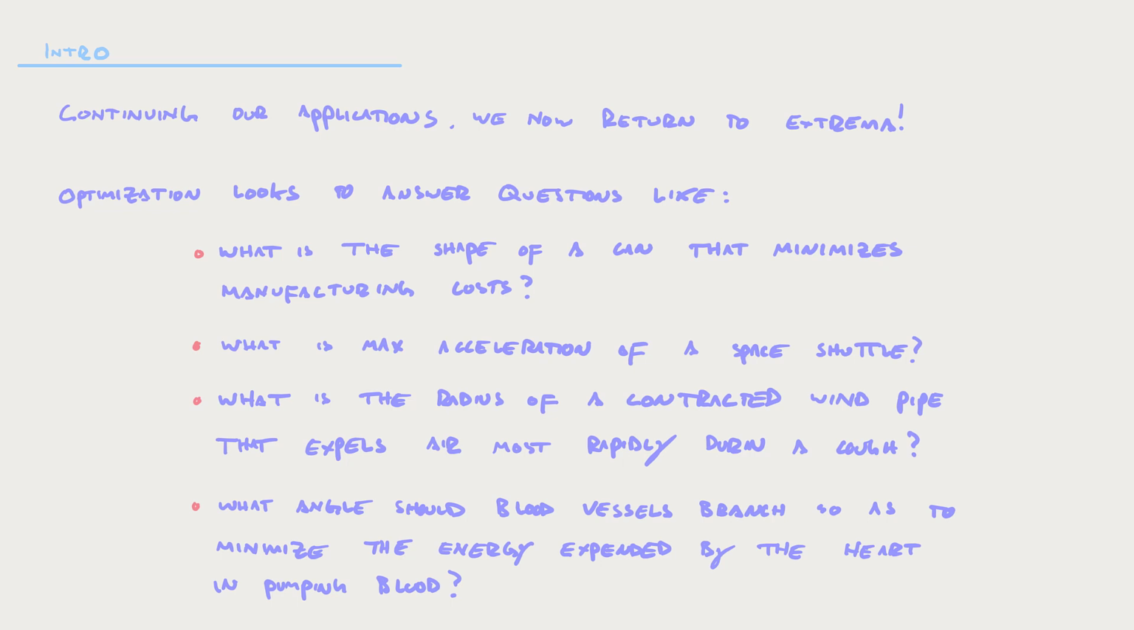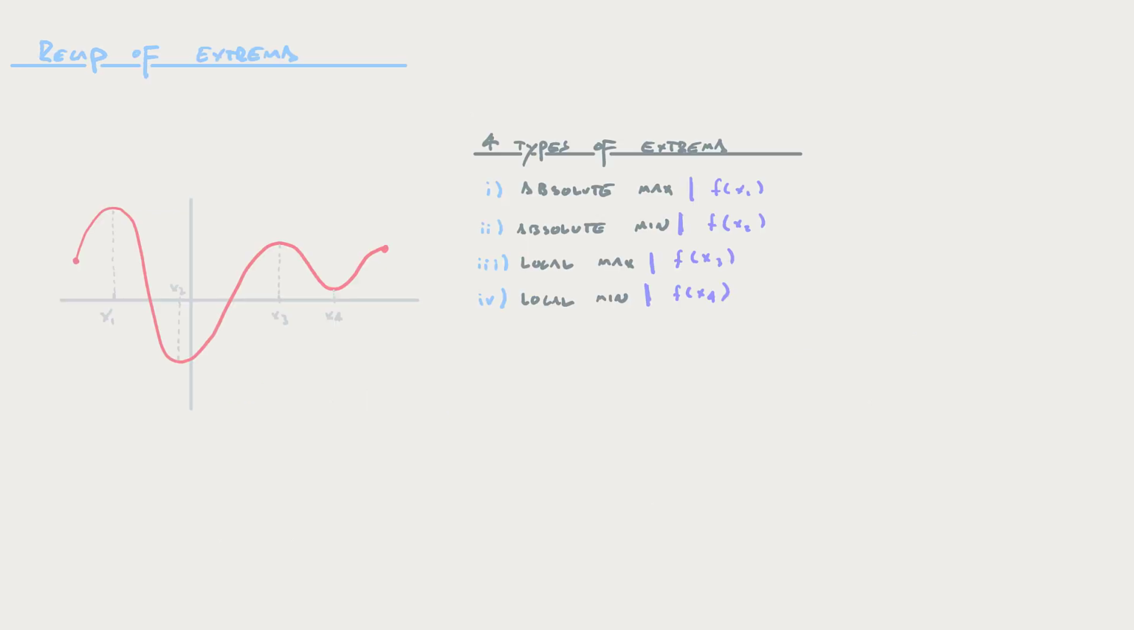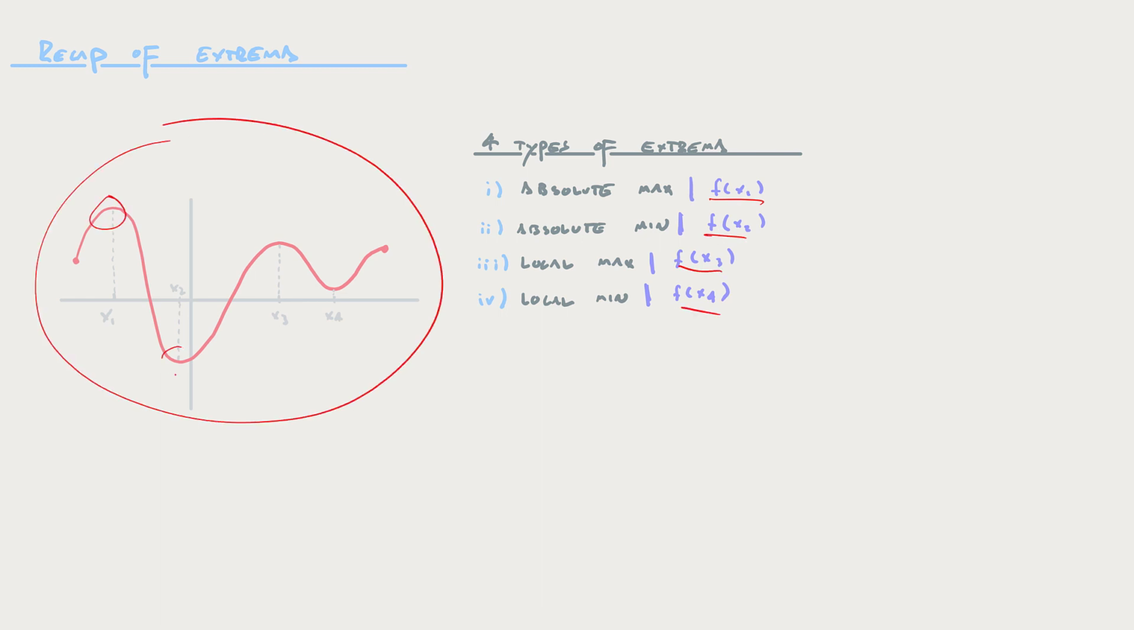But in order for us to look at how to optimize something, which is finding maximum values of a graph or minimum values of a graph, depending on what it is you're trying to do, then we need to recap extrema. We need to remember how to deal with finding the extrema of particular functions. There's 4 types of extrema. There's absolute max, absolute min, local max, and local min. And I gave us an example of where those exist in this particular graph here. Like, this is an absolute max, that's an absolute min, this is a local max, this is a local min.